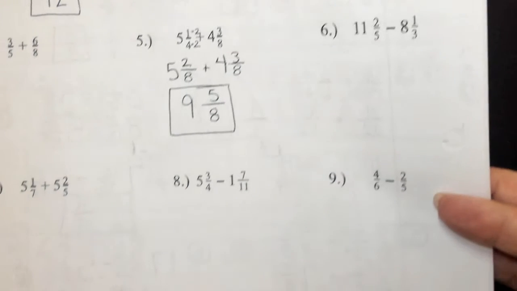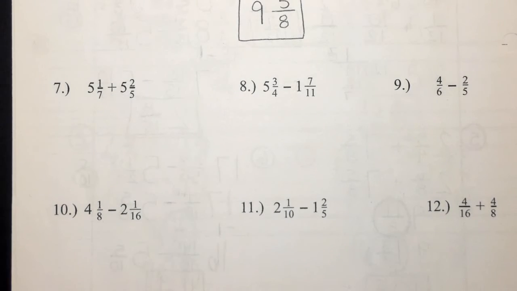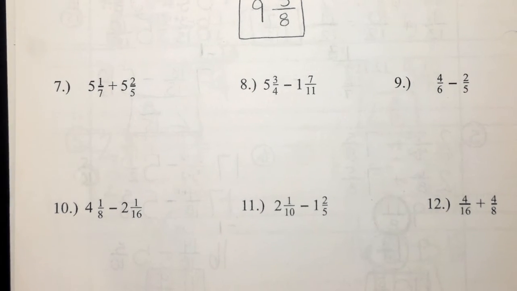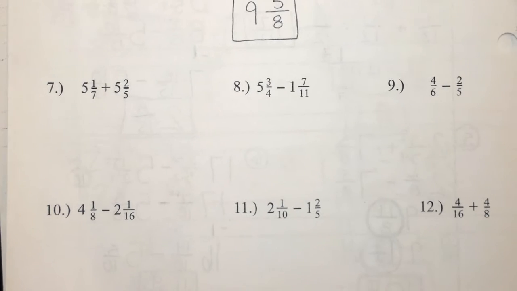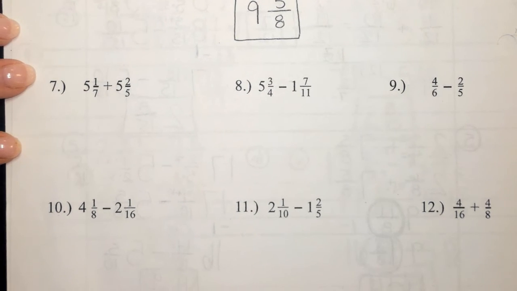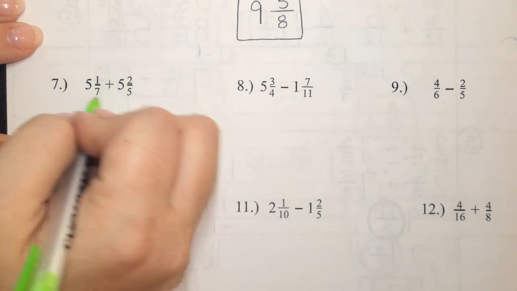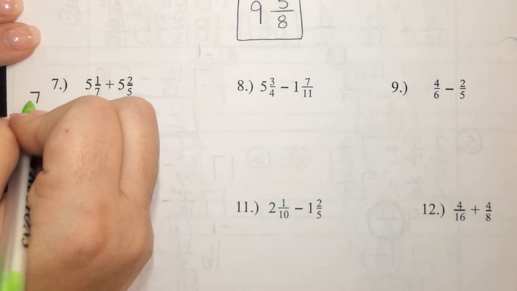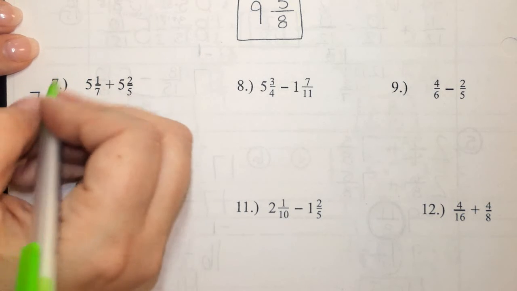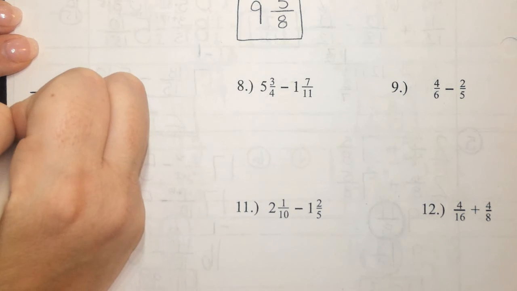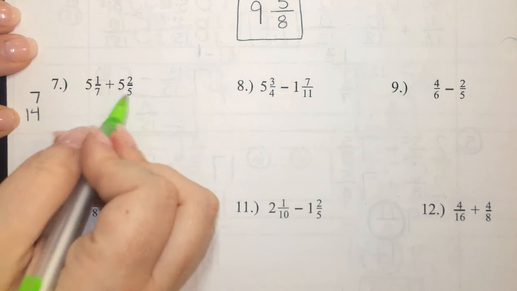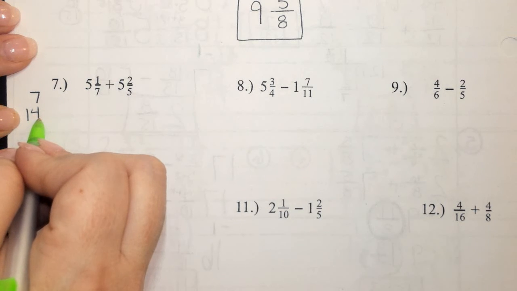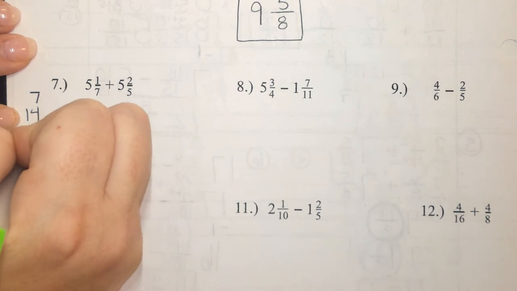All right, number 7. All right, so this time, can 5 multiply to give me 7? No. Can 7 multiply to give me 5? No, so let's make a list. So I'm just going to start with my first denominator, which is 7. We just said 5 cannot multiply to give me 7. So after 7 would be 14. All right, can 5 multiply to give me 14? No.